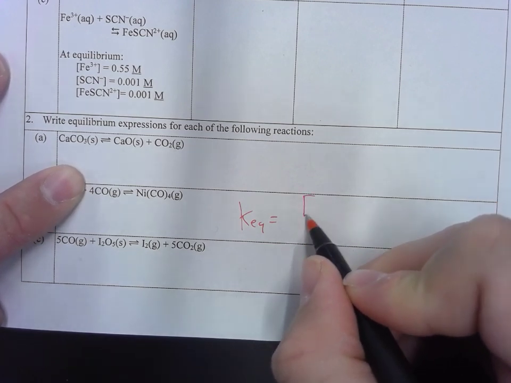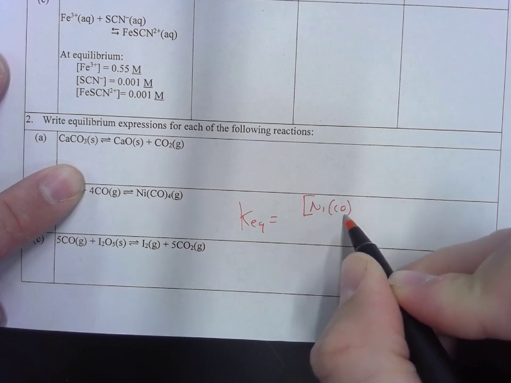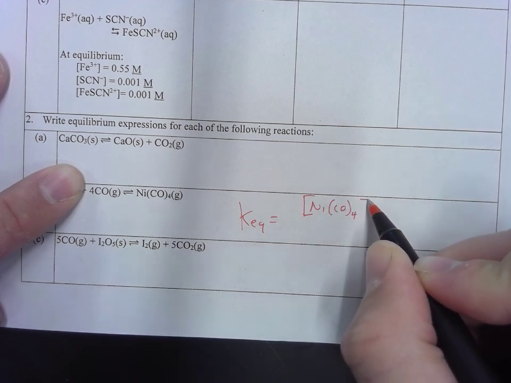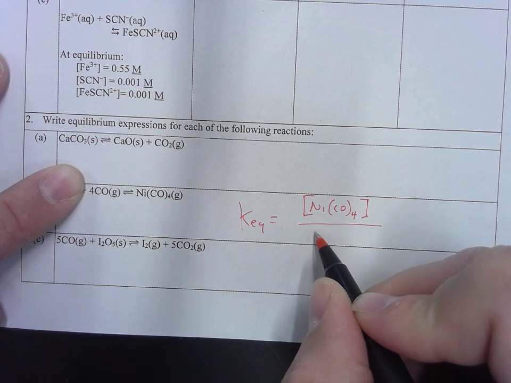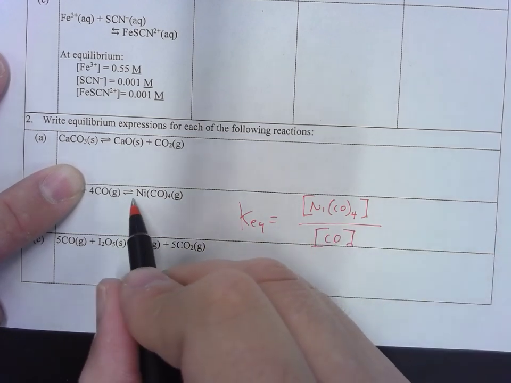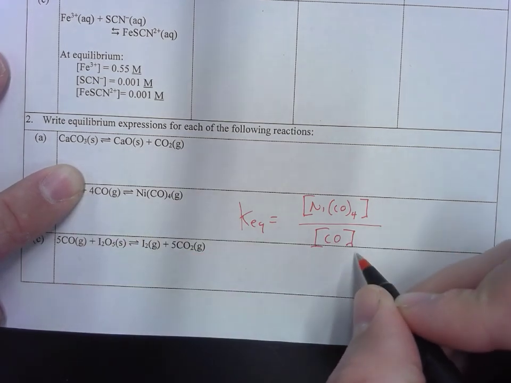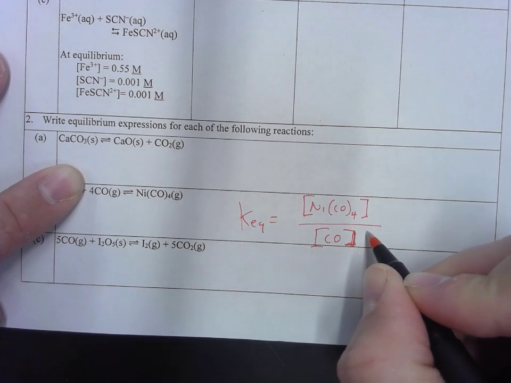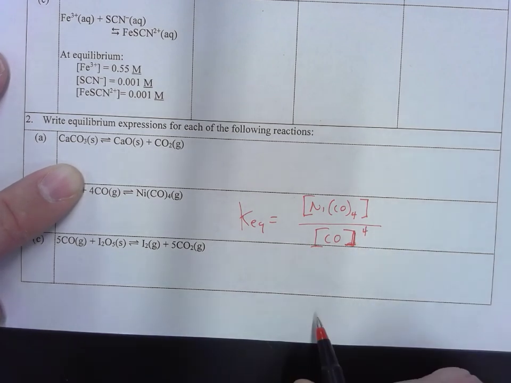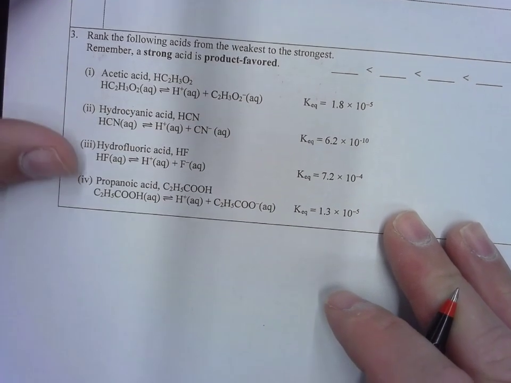KEQ equals the concentration of NiCO4 divided by the concentration of carbon monoxide. And I look for coefficients. This one has no coefficient, so you leave it alone. And then this one down here has a coefficient of 4, so I write it to the 4th power. There you go. That's how that's done. Next, you guys can do the rest.